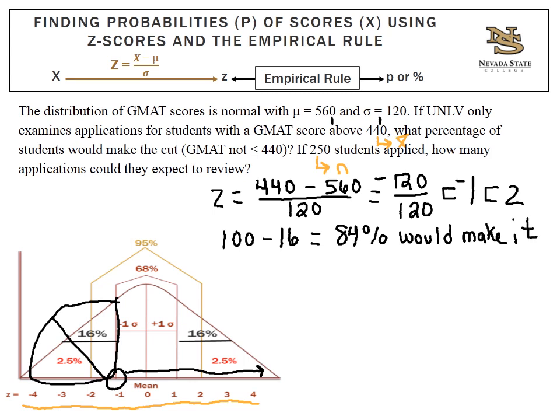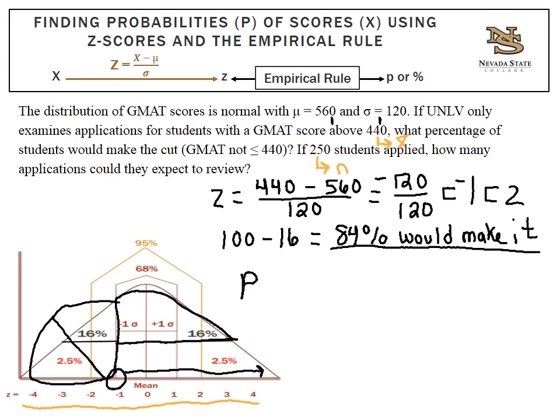Or, if you want to be fancy, you could add 68% plus 16%, and you would still get 84%. Well, however you want to do it, right? Because here's that 68, and then all the way to the end with the 16%. So if we look at this, 84% of students would have their applications reviewed. So that's really useful for the explanation, right? 84% would make it. They'd have their applications reviewed, but P is more useful for determining how many.